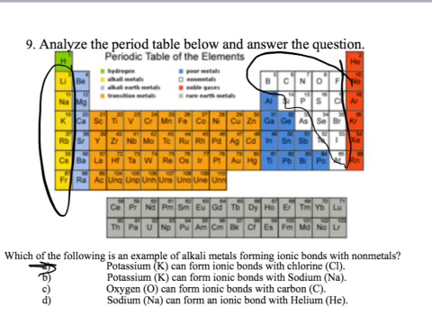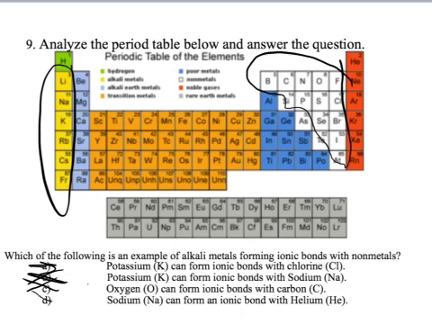Potassium can form ionic bonds with sodium. Potassium and sodium are in the same family, so it cannot be an ionic bond. Oxygen can form ionic bonds with carbon. They're both nonmetals. They would form a covalent bond, so that one's wrong. Sodium can form an ionic bond with helium. Well, that may look to be the correct answer because it is an alkali metal bonded with a nonmetal. What's wrong is that helium would not bond. It's a noble gas, and noble gases don't bond.